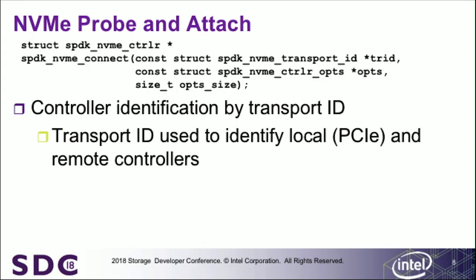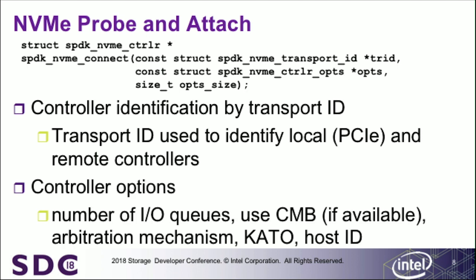There's a couple of parameters you pass to it. First is this transport ID. This is used to identify both local and remote controllers. There's fields in here for the transport type, a transport address, which is like a PCI bus device function or an IP address. There are other parameters there to be able to uniquely identify the controller you're trying to attach to.